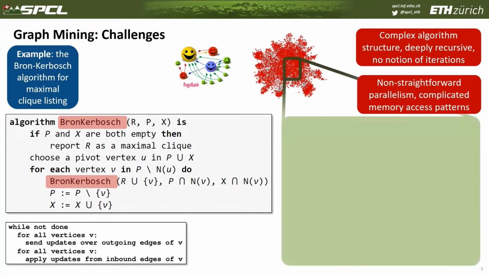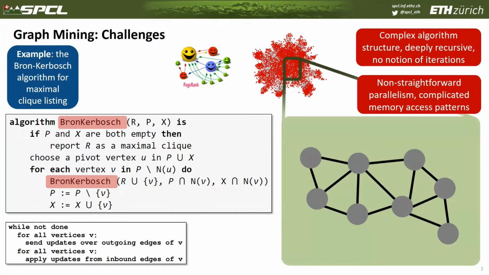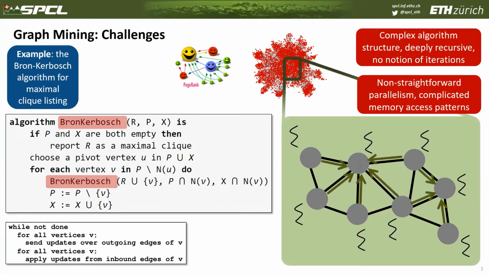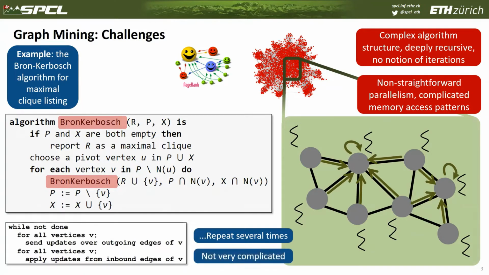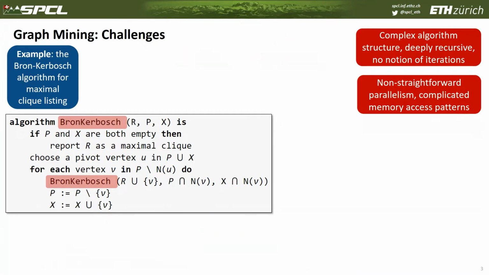Now this means that we grab some part of the graph, we have our part of the graph, and we can see our vertices, our edges. We run this in parallel, and we are basically gathering the updates from our neighbors, and we are sending the updates to these neighbors. And this is all we have to do, modulo repeating this a couple of times. Right, so this is not very complicated, and the point is that this is not what we have in graph mining. It's much more complex than that.